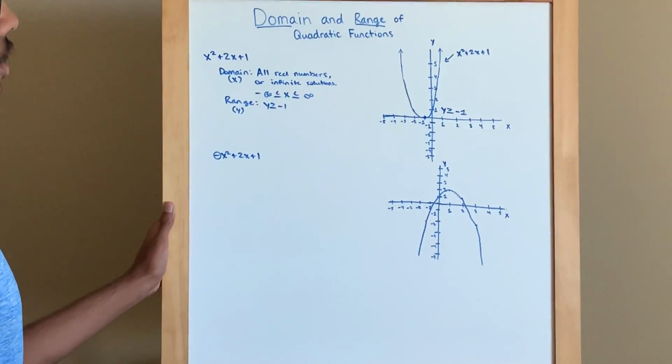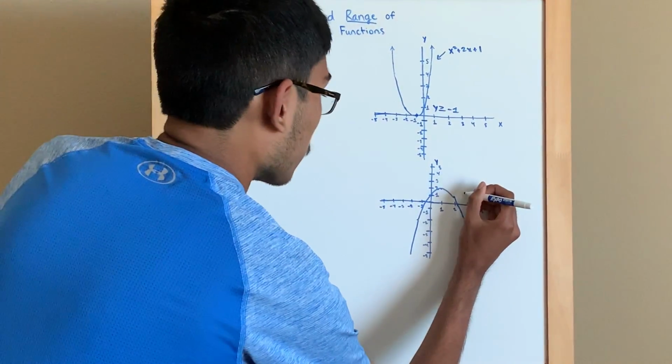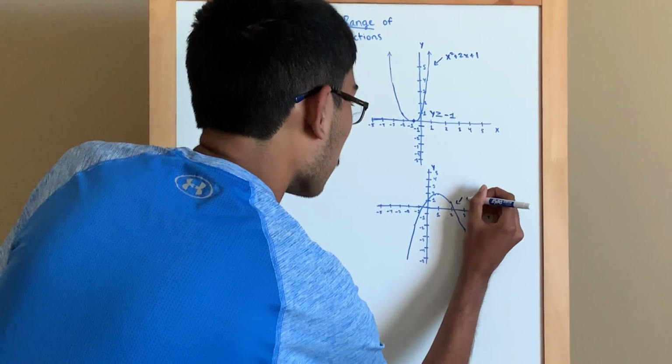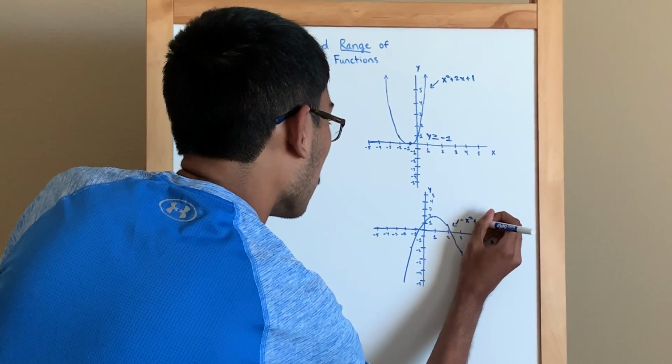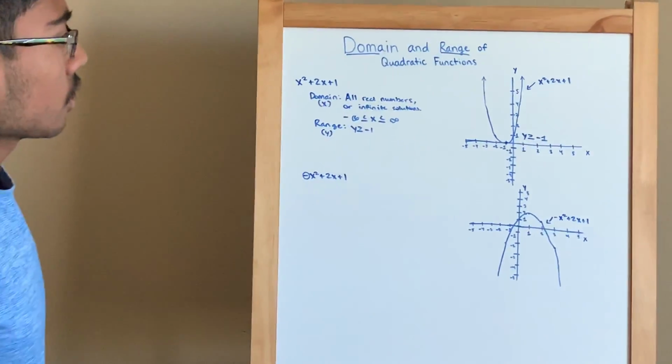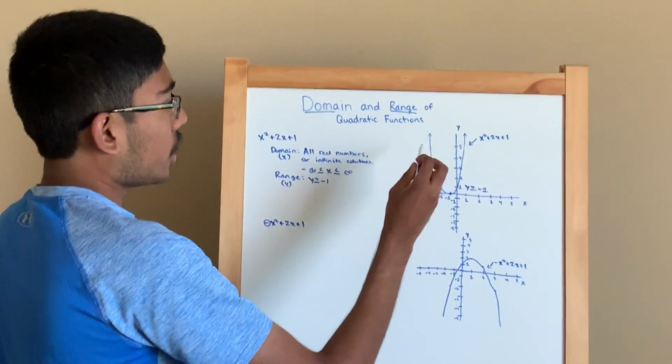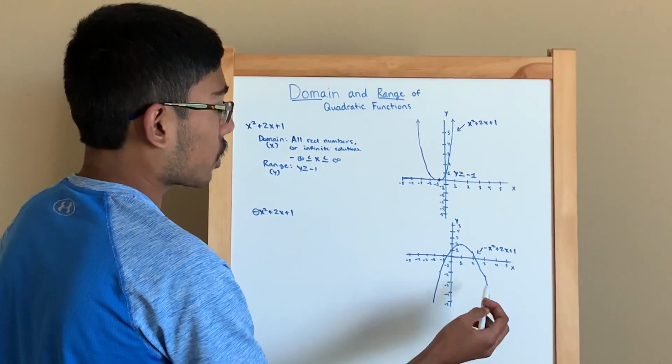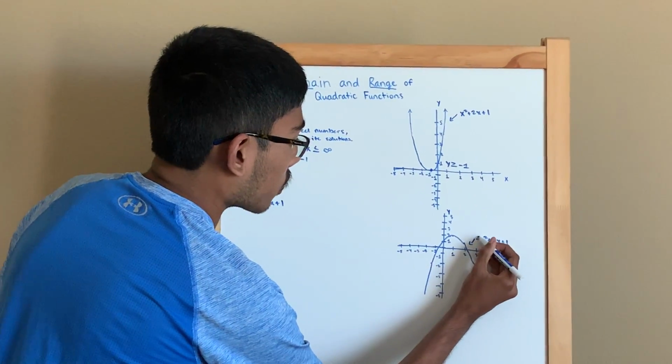Now we have it graphed. So this is -x squared plus 2x plus 1. Now we see here that this is upwards and this is downwards. So all because of this negative symbol.